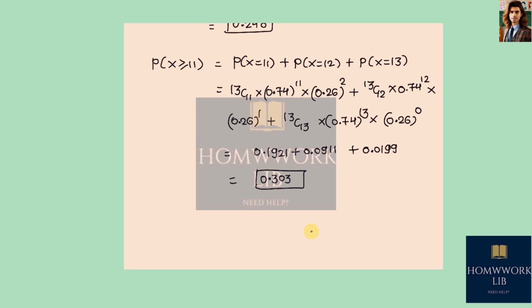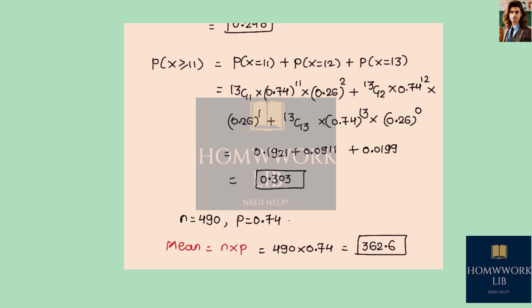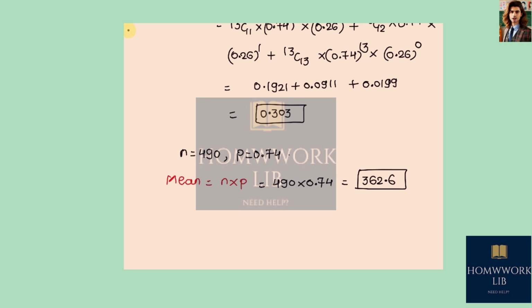Next we have to find the mean number that approve of the death penalty, and we know the formula for the mean. For that we have the value of n equal to 490, and probability p is the same, which is 0.74. Therefore the mean is equal to n into p, and this is equal to 490 into 0.74, that is equal to 362.6.